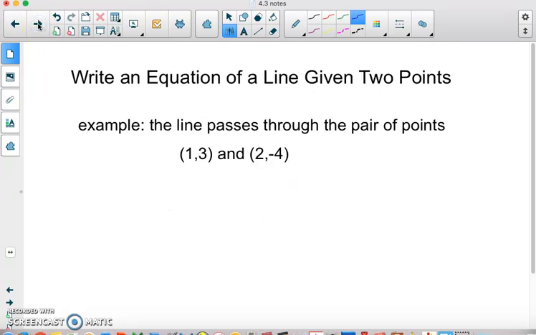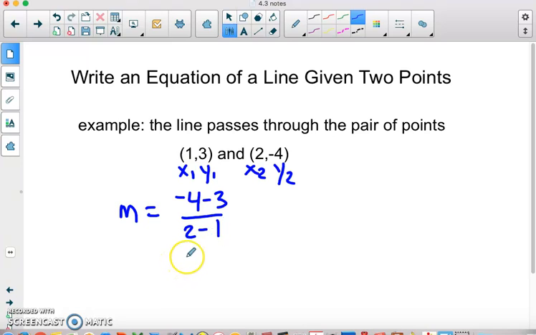One last example is to write an equation of a line given 2 points. So the first thing I'm going to do is use my points to find the slope. So here we have x1, y1, and x2, y2. So let's find the slope. Negative 4 minus 3 over 2 minus 1. Negative 4 minus 3 is negative 7. 2 minus 1 is 1. So that just simplifies to negative 7. So my slope is negative 7.